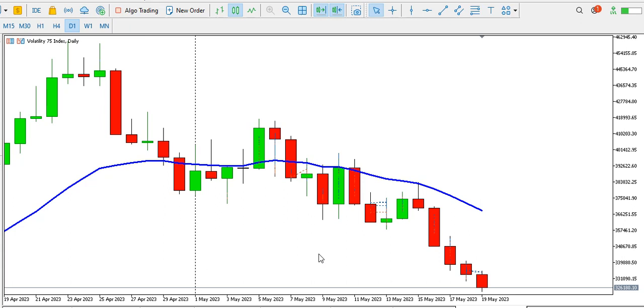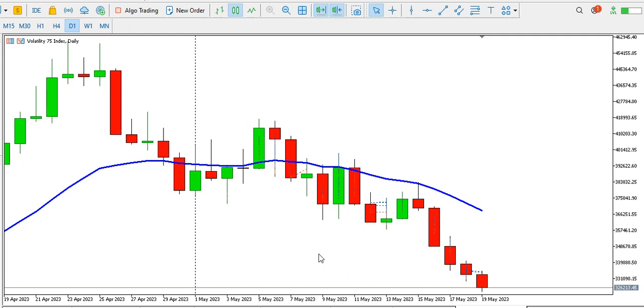Today we'll be looking at how we can scalp volatility 75 index on the lower time frames, not just volatility 75 index. We'll also be looking at how we can scalp step index on the lower time frames.